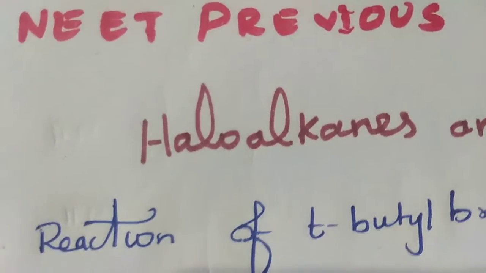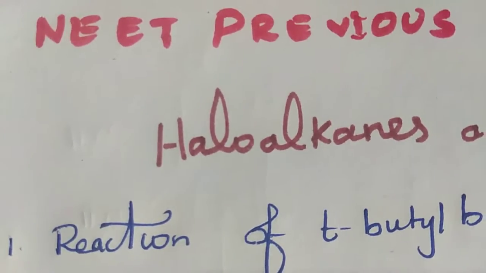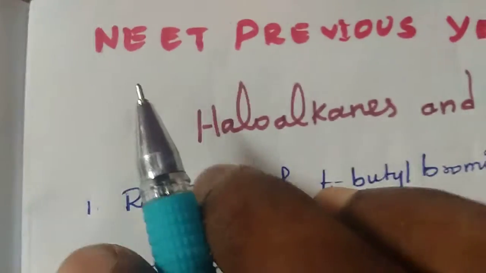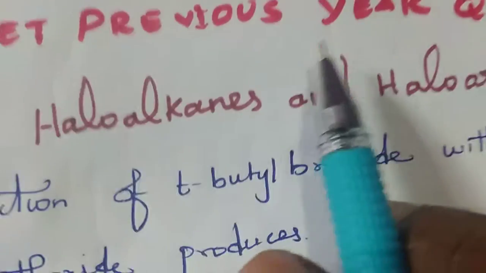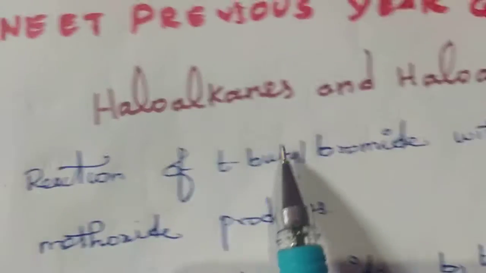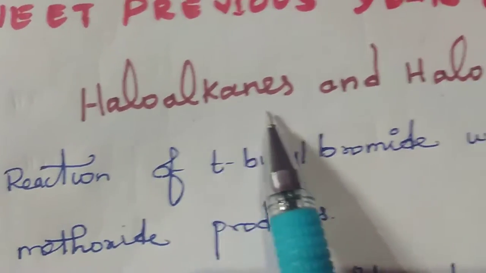Hi everyone, now I am going to discuss NEET previous year questions. The chapter name is haloalkanes and haloarenes.